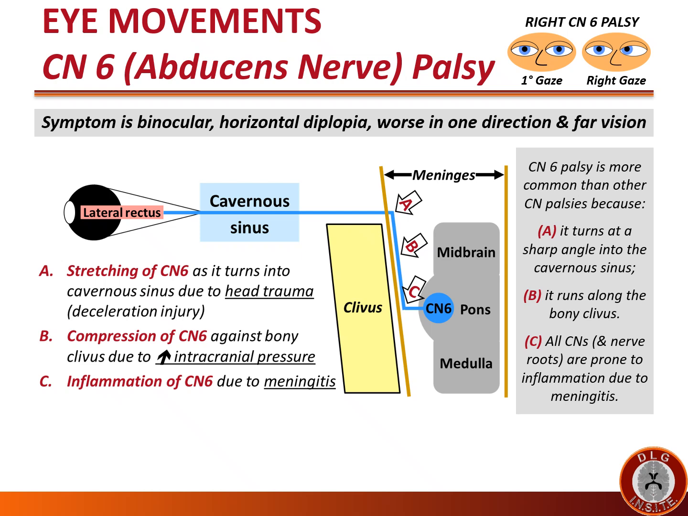And then, like all cranial nerves and nerve roots, frankly, chronic inflammation of the meninges, chronic meningitis, can cause dysfunction of cranial nerves and nerve roots. So, like all cranial nerves and nerve roots, it can be affected by meningitis, but it has these unique features of being prone to dysfunction due to head trauma, and dysfunction due to increased intracranial pressure.